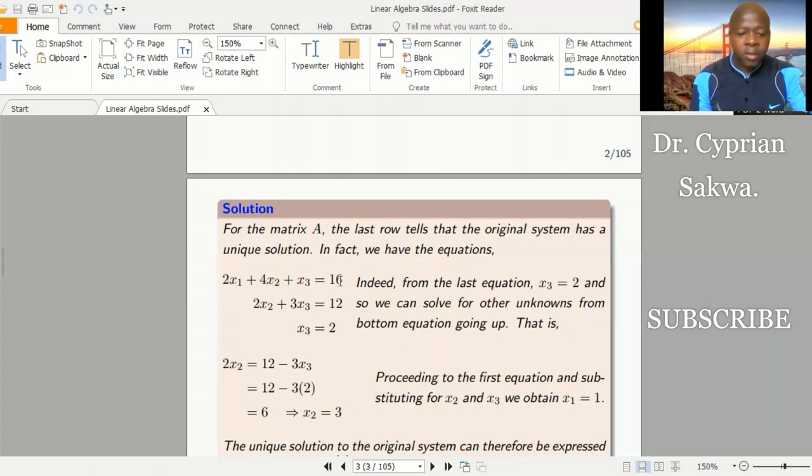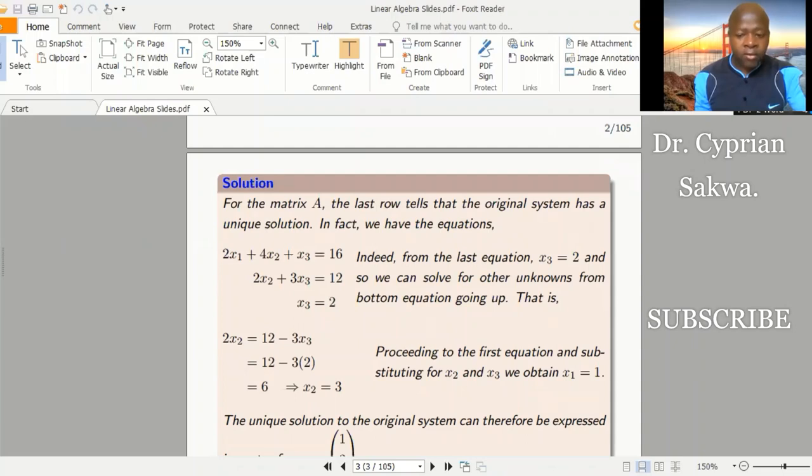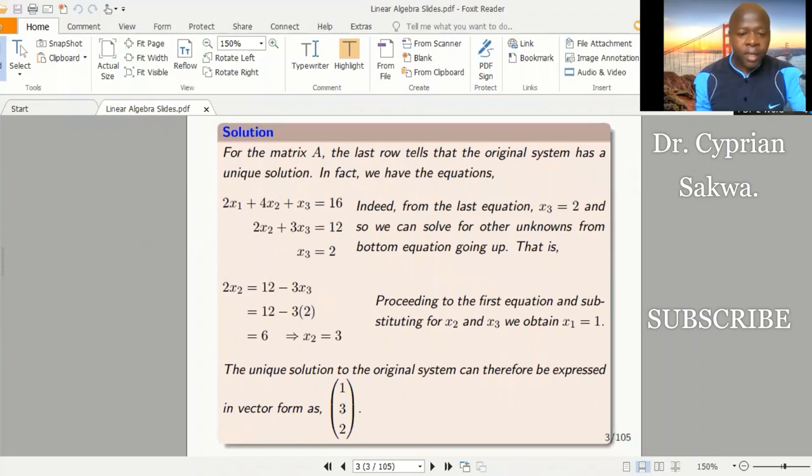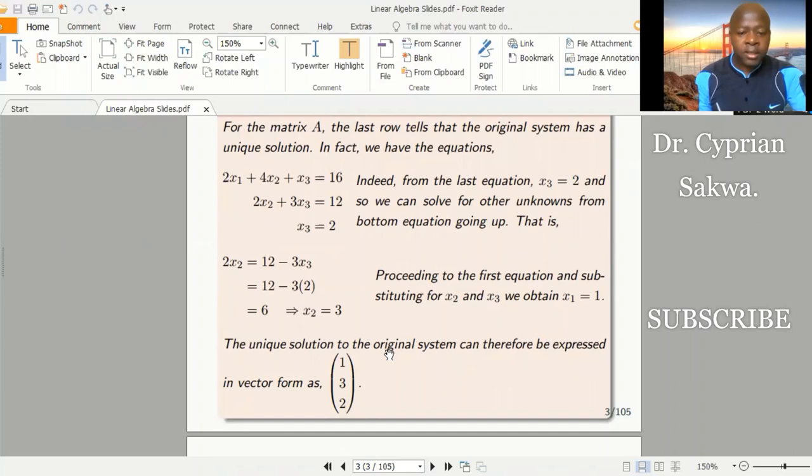So now we go to the first equation and find the value of x1. And when you substitute in this first equation the values for x2 and x3 and make x1 the subject, I found that x1 would be 1. And so, as I've already stated, you can see that this system has one solution. We have one solution for x3, one solution for x2, and one value for x1. And therefore, what is the solution to this system? We write the solution in vector form. You can write it as a column or in row form. So x1 was 1, x2 was 3, and x3 was 2. This is the only solution to this system. So this system has one solution.